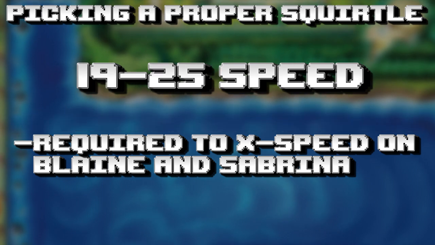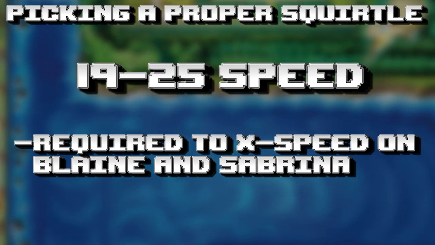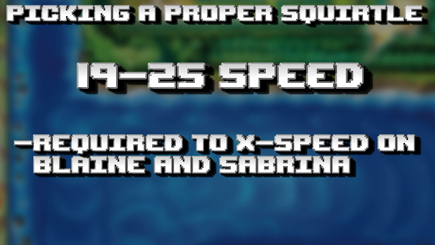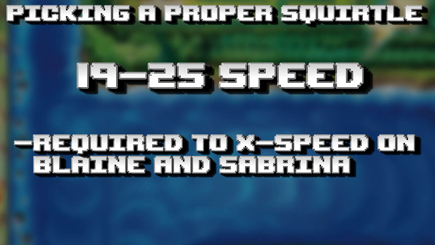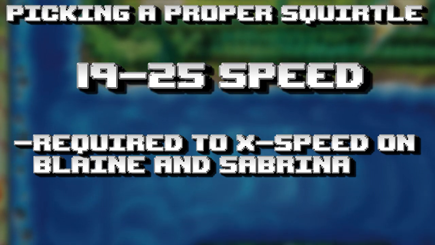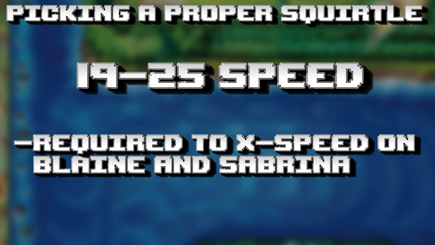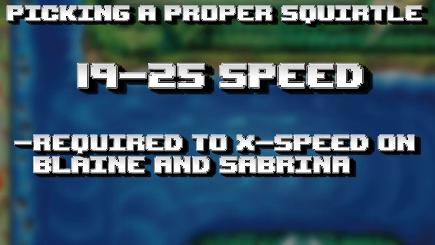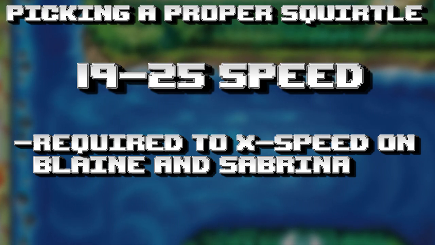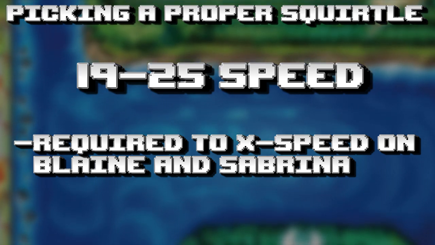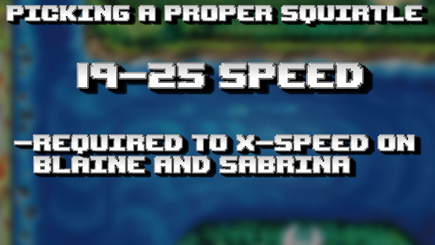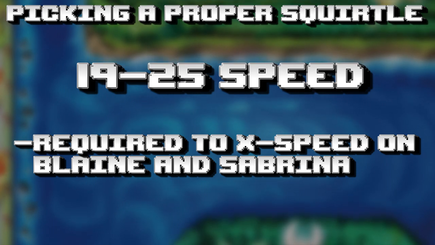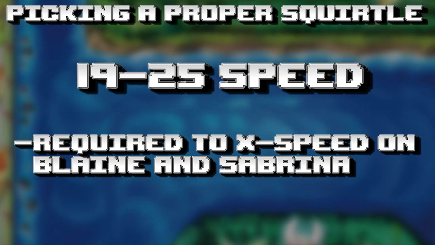Now, 19 to 25 speed, however, does not need the Carbos whatsoever, but it does have to be able to take a hit from Blaine's Growlithe. Now, if after the Koga fight you are struggling on health, maybe about 20 health, you have to heal, which wastes a little bit more time. You also have to set up, which also wastes a little bit more time, so keep that in mind as well.